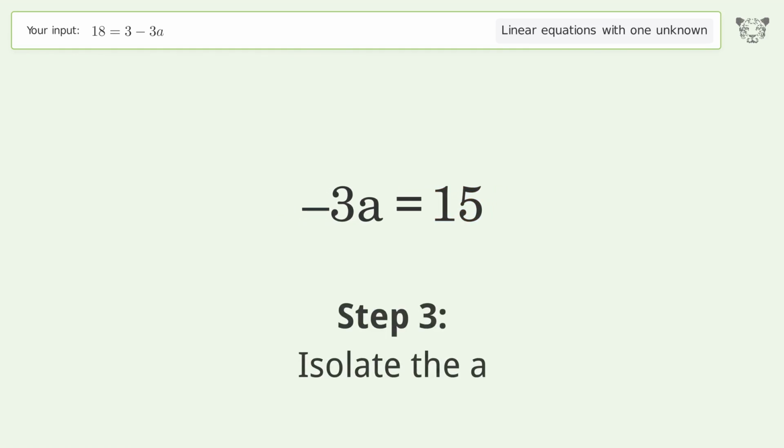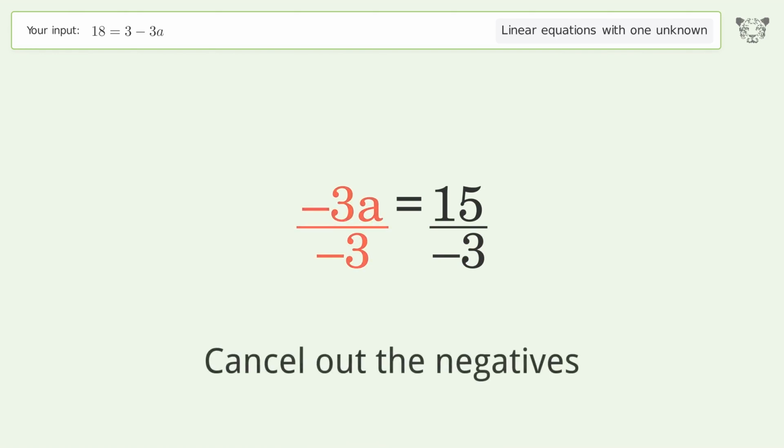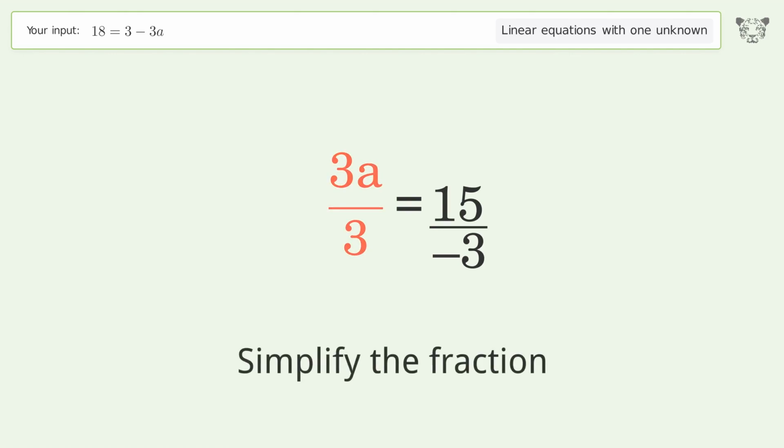Isolate the a. Divide both sides by -3. Cancel out the negatives. Simplify the fraction.